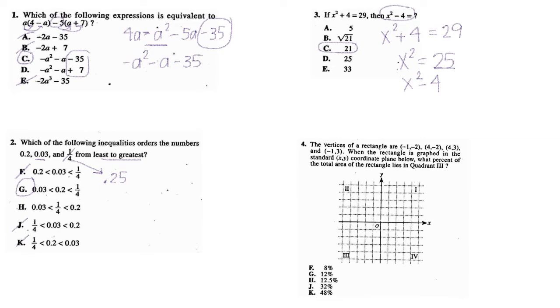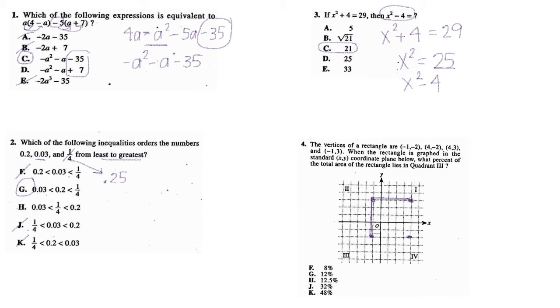Now moving on to number 4, we have the vertices of a rectangle, and we have -1, 2, so I have -1, -2, so here. And let's see, we have 4, -2, so go to the right 4, and then down 2, and then 4, 3, and also -1, 3. And so here's our rectangle.